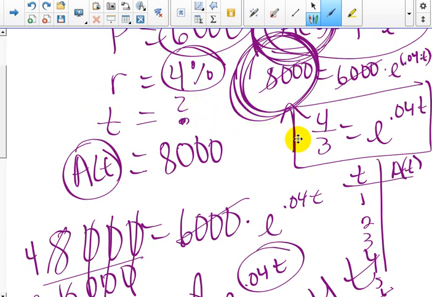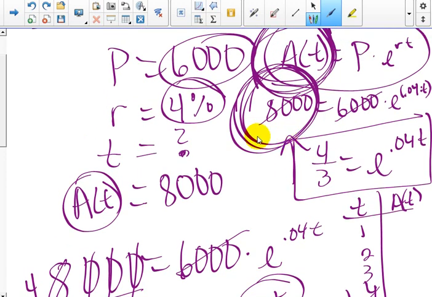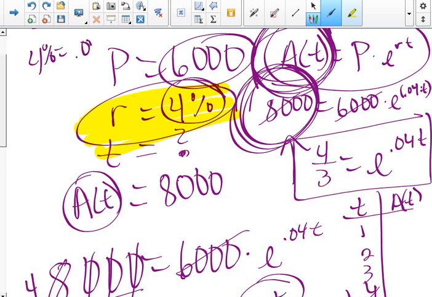Question? How'd you get 0.04? Because that's your interest rate. They said the rate is 4%. So the question was, how did you get 0.04? Because your rate here is 4%, and you have to convert that to a decimal number. So 4% is 0.04. Okay, so that's how you did number 1.